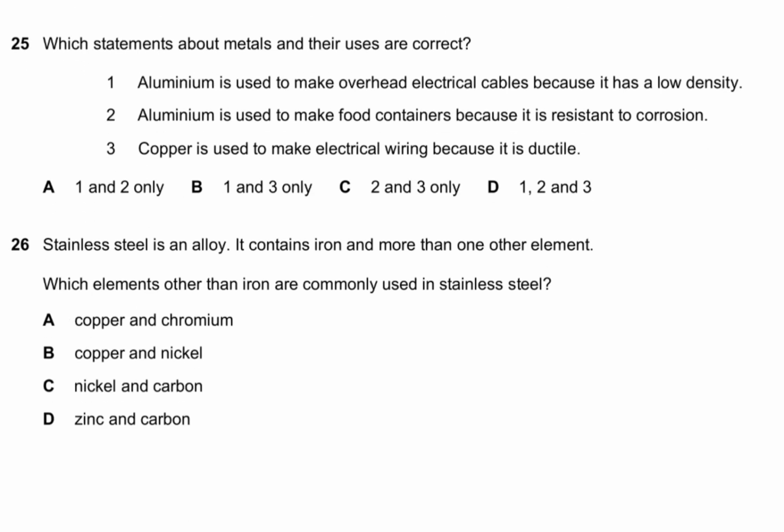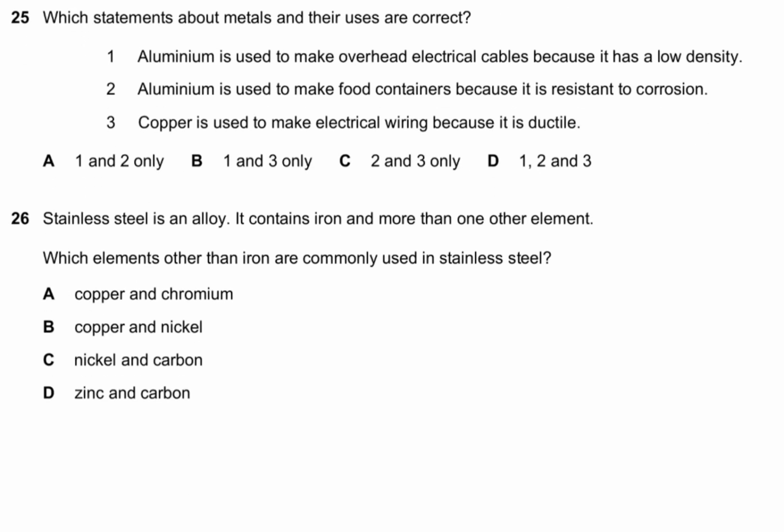Stainless steel is an alloy. It contains iron and more than one other element, and commonly this combination, nickel and carbon. In stainless steel, the combination of nickel and carbon is necessarily present. So the C option is the correct one.